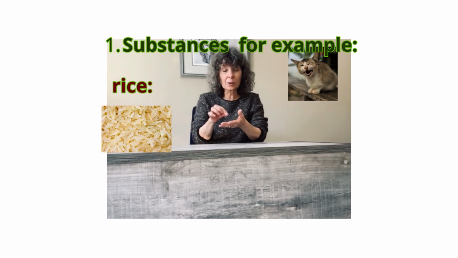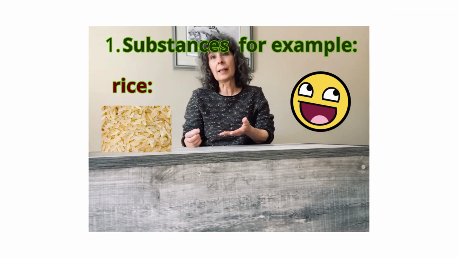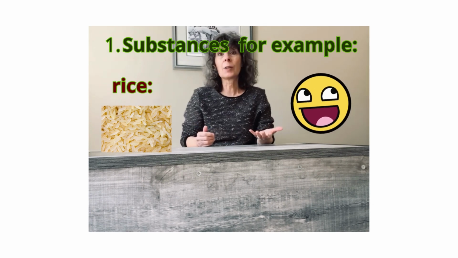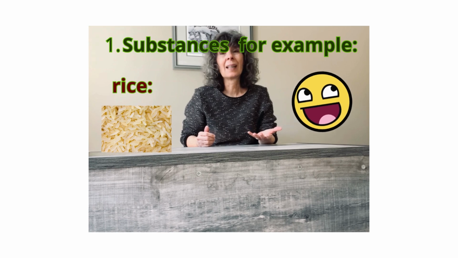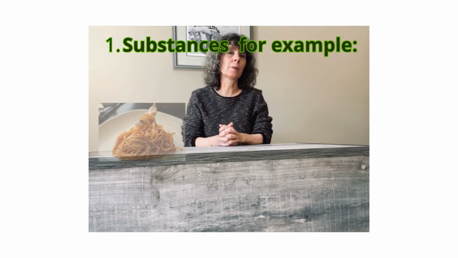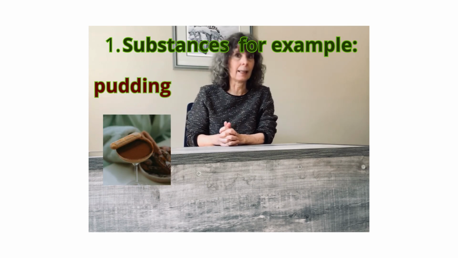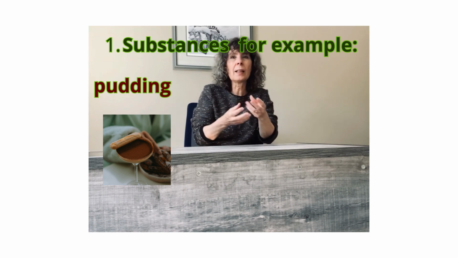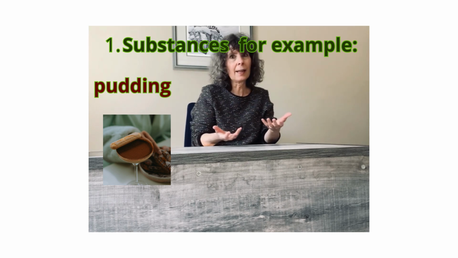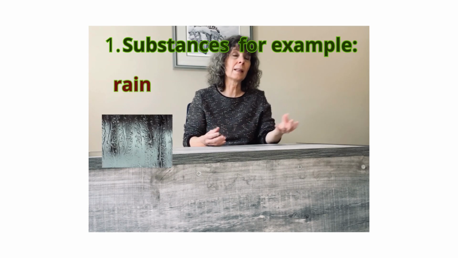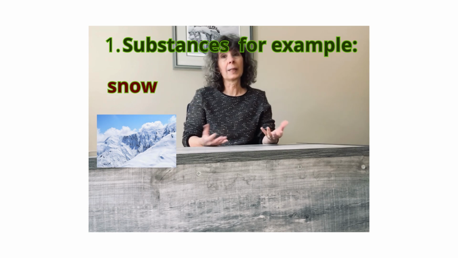I suppose you could count rice, but really, no, it's so impractical. You just say you cannot count rice. So that's uncountable. Spaghetti is uncountable. If you have pudding, a chocolate pudding, it's a smooth, jelly-like mass. You cannot count the pudding. A few more examples. Rain, snow, cannot be counted.